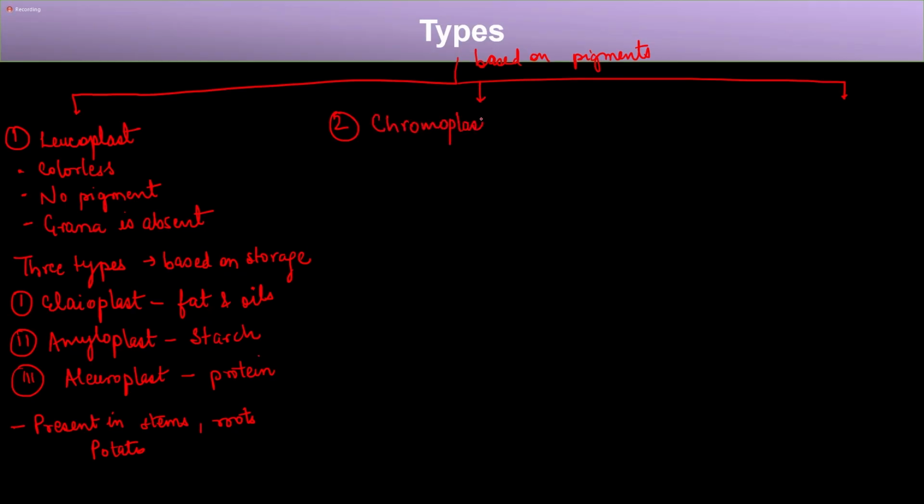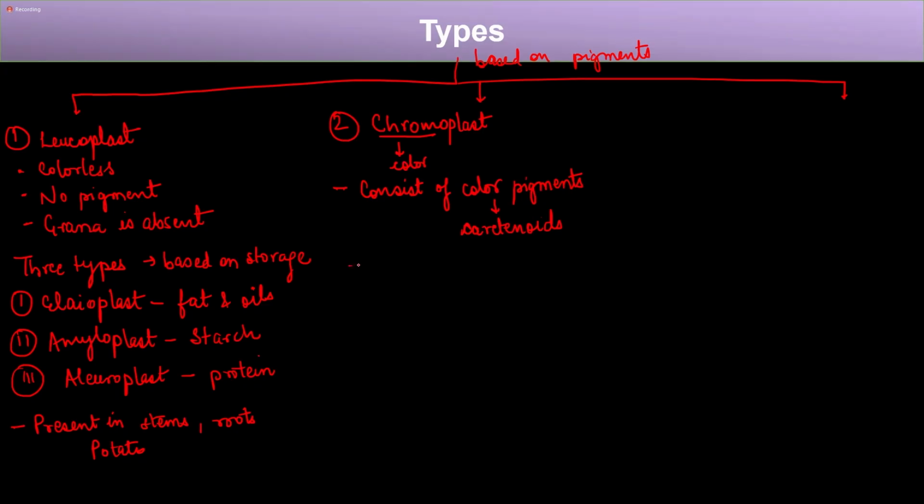Second type is chromoplast. Now, what is chromoplast? As the name suggests, it has the word chroma, which means color. So chromoplast consists of color pigments, and these color pigments are called carotenoids. The color pigments present in a chromoplast are known as carotenoids.